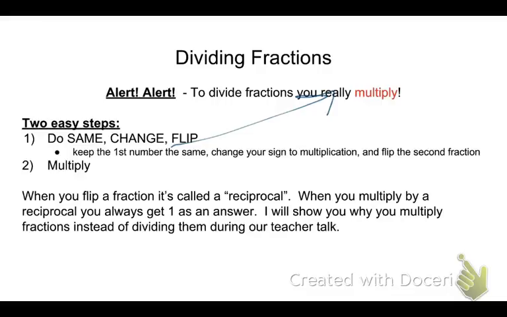slides. When you flip a fraction, it's called a reciprocal. When you multiply by a reciprocal, you always get the answer of 1. I will show you why you can multiply fractions instead of dividing them during our teacher talk.